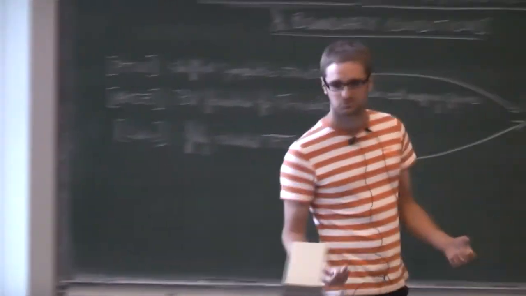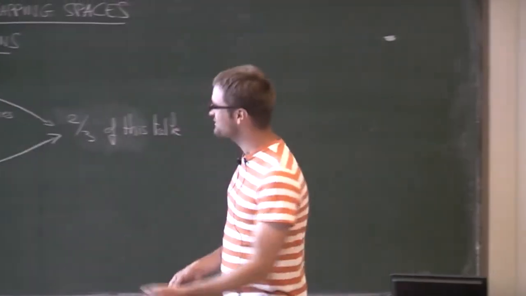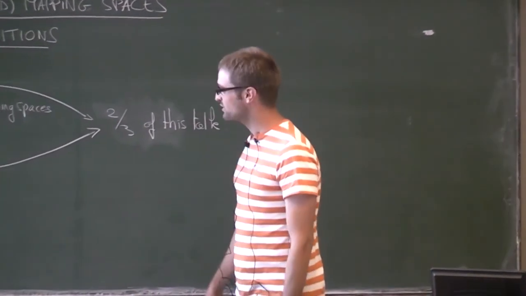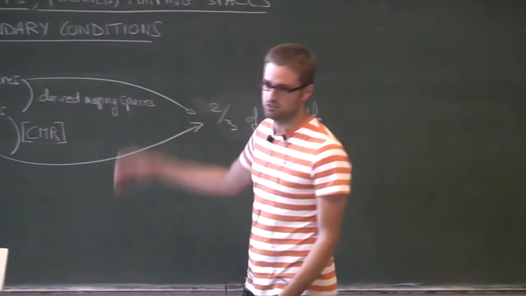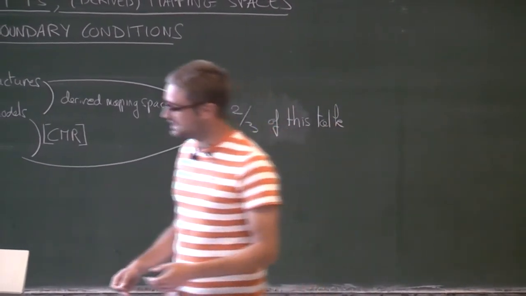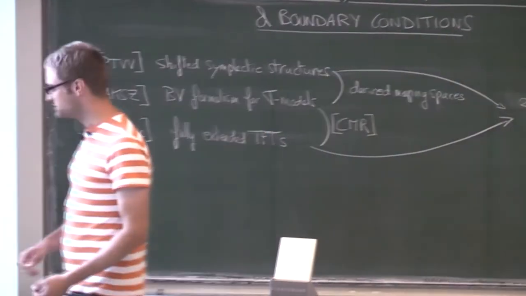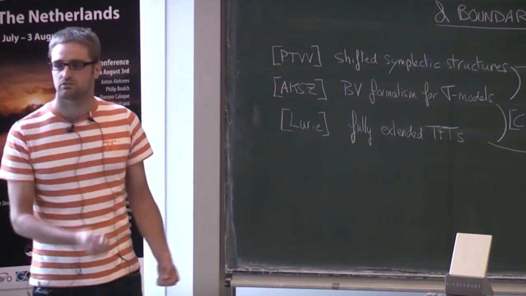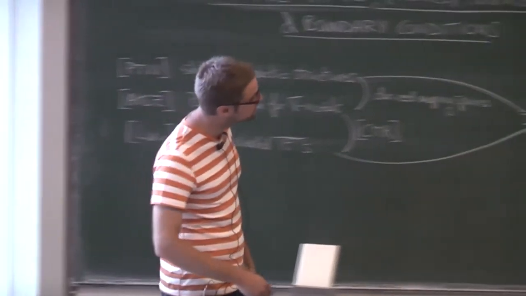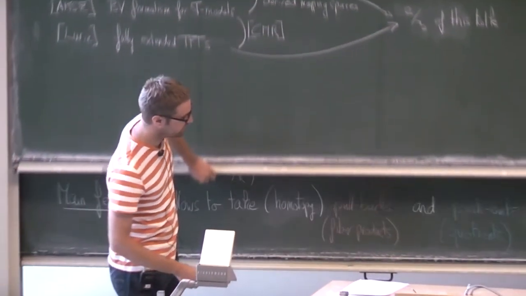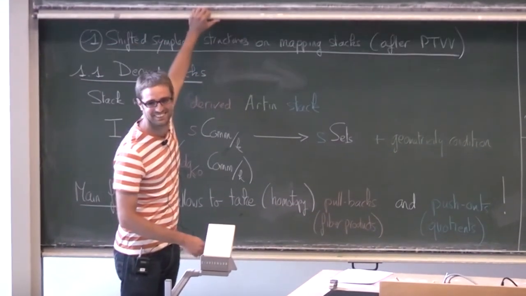So that's what I'm going to try to explain in the first part of the talk, actually two-thirds of the talk, and in the end I will discuss boundary conditions and hopefully how this can recover the symplectic groupoid that arises from the Poisson sigma model of Cattaneo, Felder, and Ikeda. So I cheated a little bit.